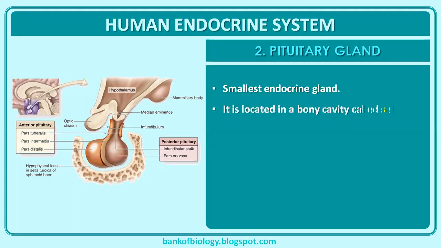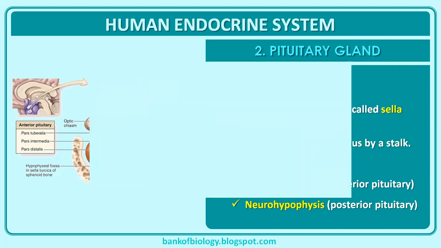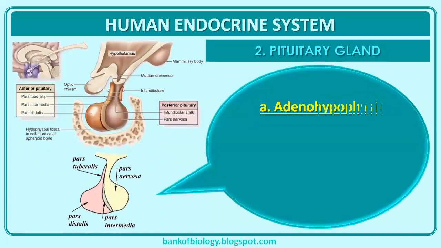Talking about the pituitary gland, it is the smallest endocrine gland, located in a bony cavity called the sella turcica. Sella turcica, the word to remember. It is attached to the hypothalamus by a stalk or infundibulum. It has two portions. What are they? Adenohypophysis or anterior pituitary, and neurohypophysis or posterior pituitary.